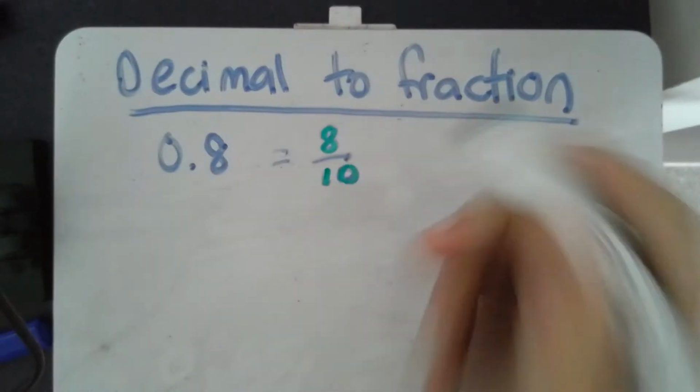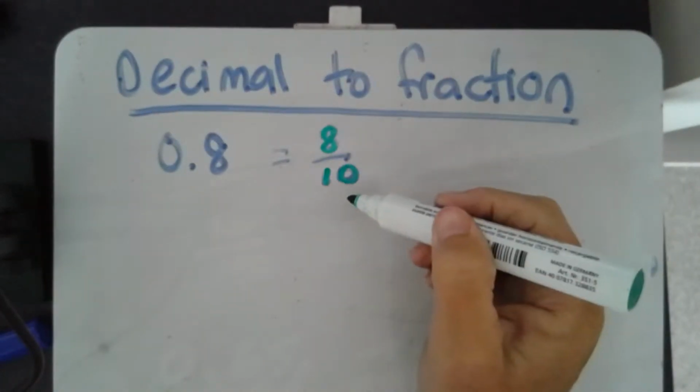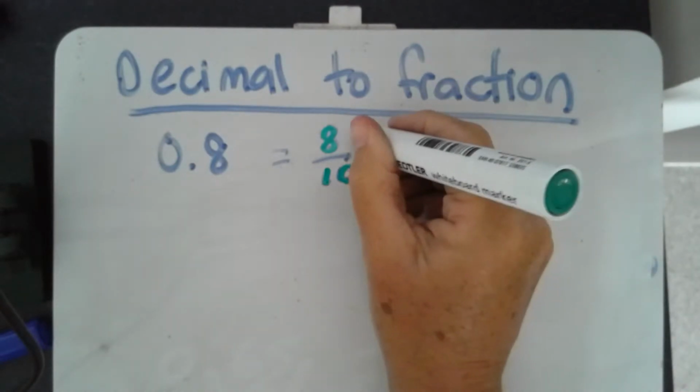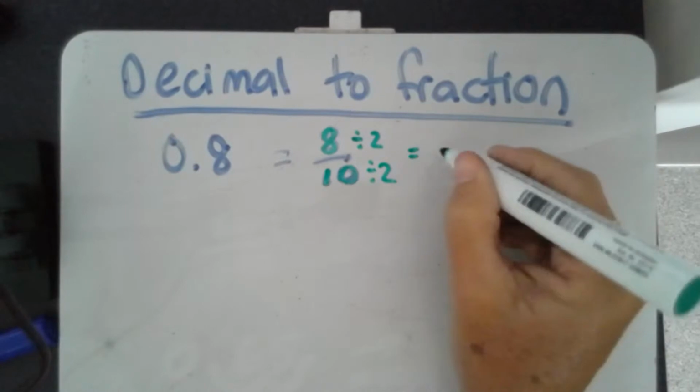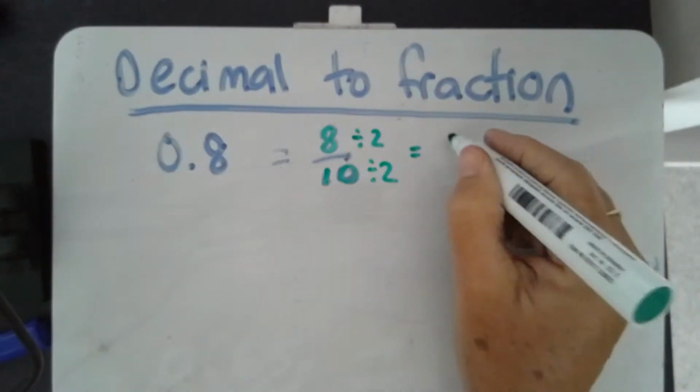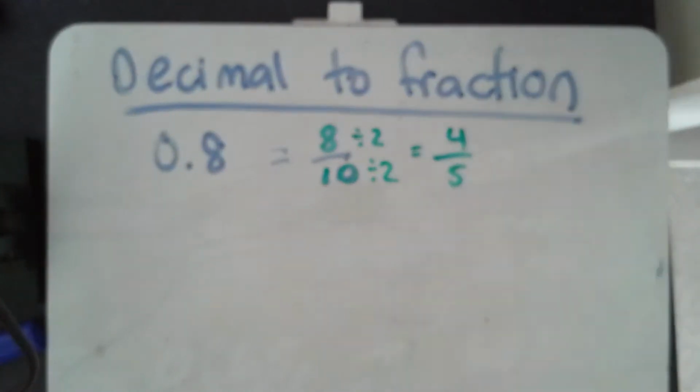So 8 tenths, is there a number that goes into 8 and also divides into 10 evenly? Yes, there is. 2 will go into both of those numbers. So we can say that 0.8 equals 8 tenths or 4 fifths.